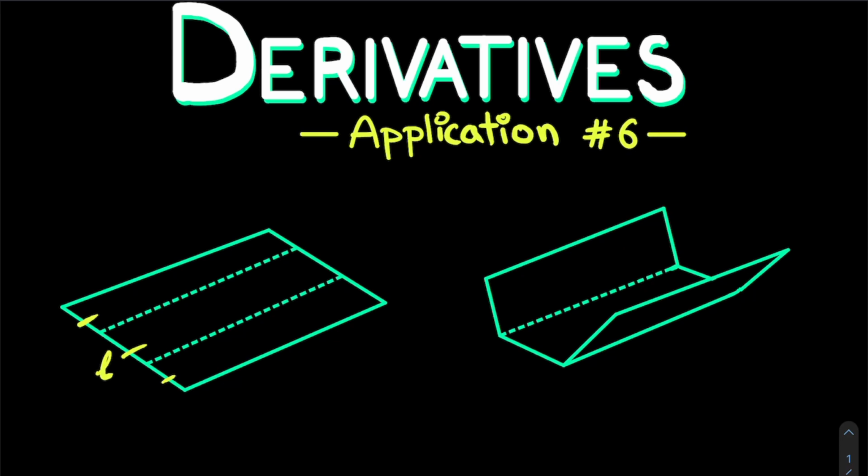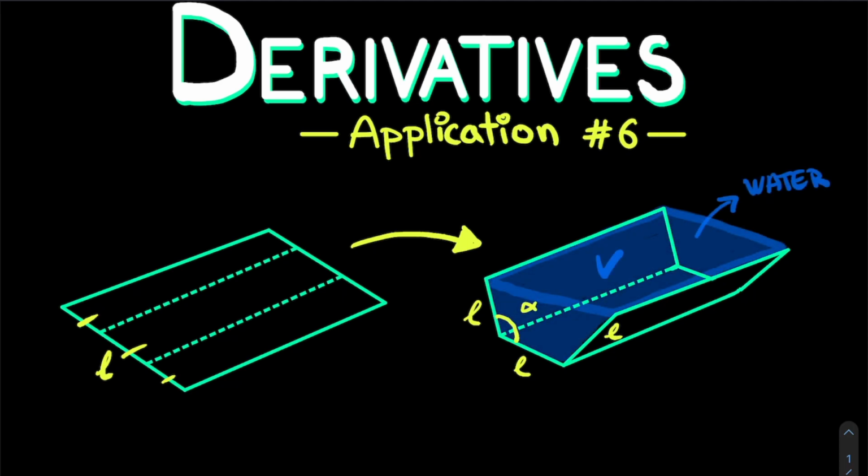Now we do so because we can fold this sheet of metal along these lines into this 3-dimensional structure, for which each side has of course the same length L. The only variable that we have is this angle right here, the angle alpha, which defines the slope of our structure. Being a 3-dimensional structure, it can of course hold a volume. For instance, you could use it as a gutter on your house.